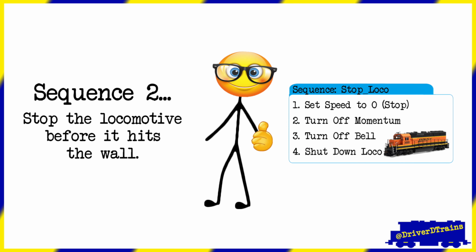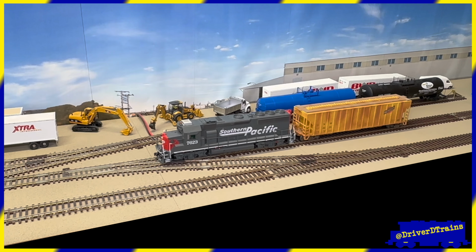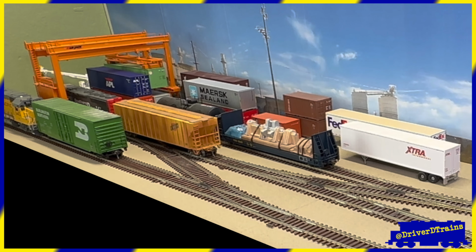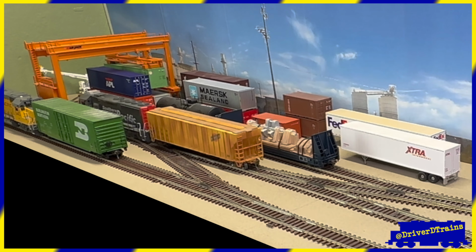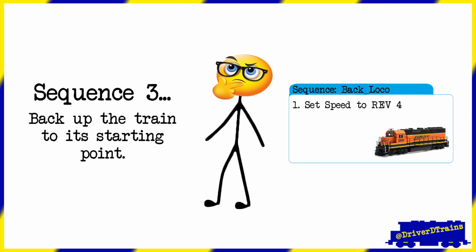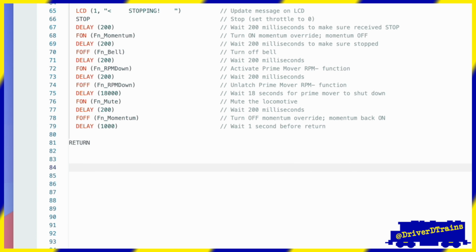That looks great. Our train moved on out down the track. The locomotive stopped before it hit the wall, and the prime mover shut down. Now let's back up the train to its starting point. Sequence 3. Back up the train to its starting point. This will be an easy one.